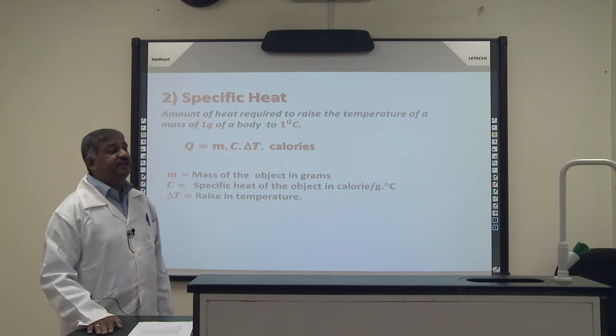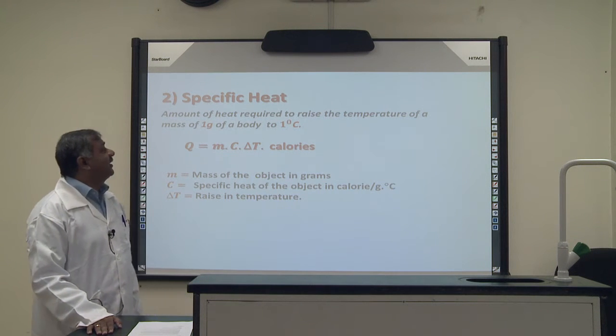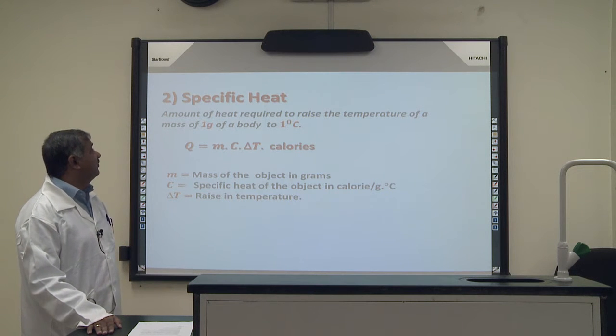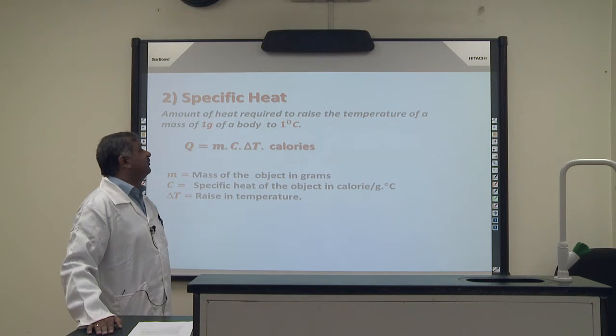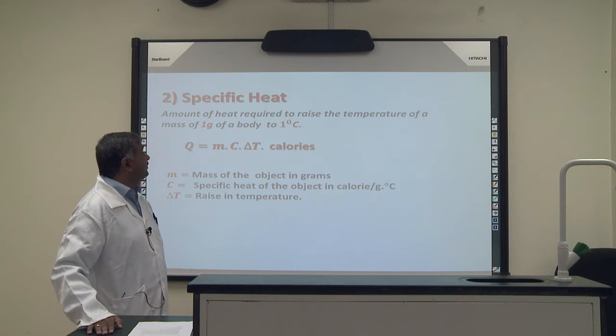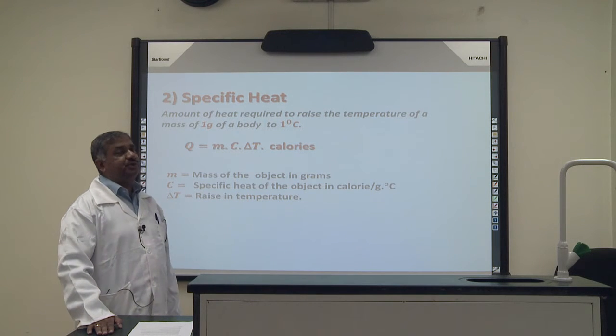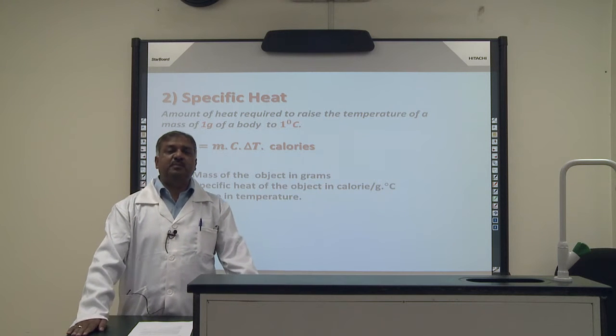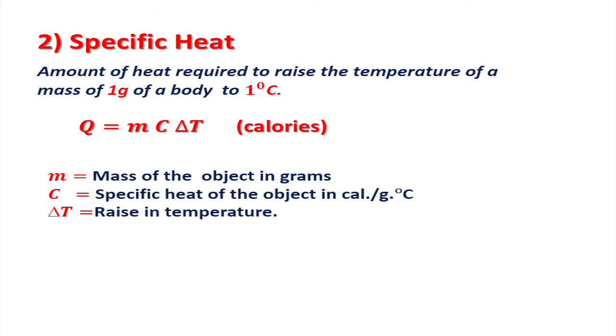The specific heat definition is given to you: the amount of heat required to raise the temperature of a mass of 1 gram of a body by 1 degree Celsius. The rule shows that heat energy equals mcΔT. This rule also shows that heat energy is directly proportional to mass and to the difference of temperature. C is the specific heat of the object, and in this laboratory activity we are measuring it in calorie per gram degree Celsius.